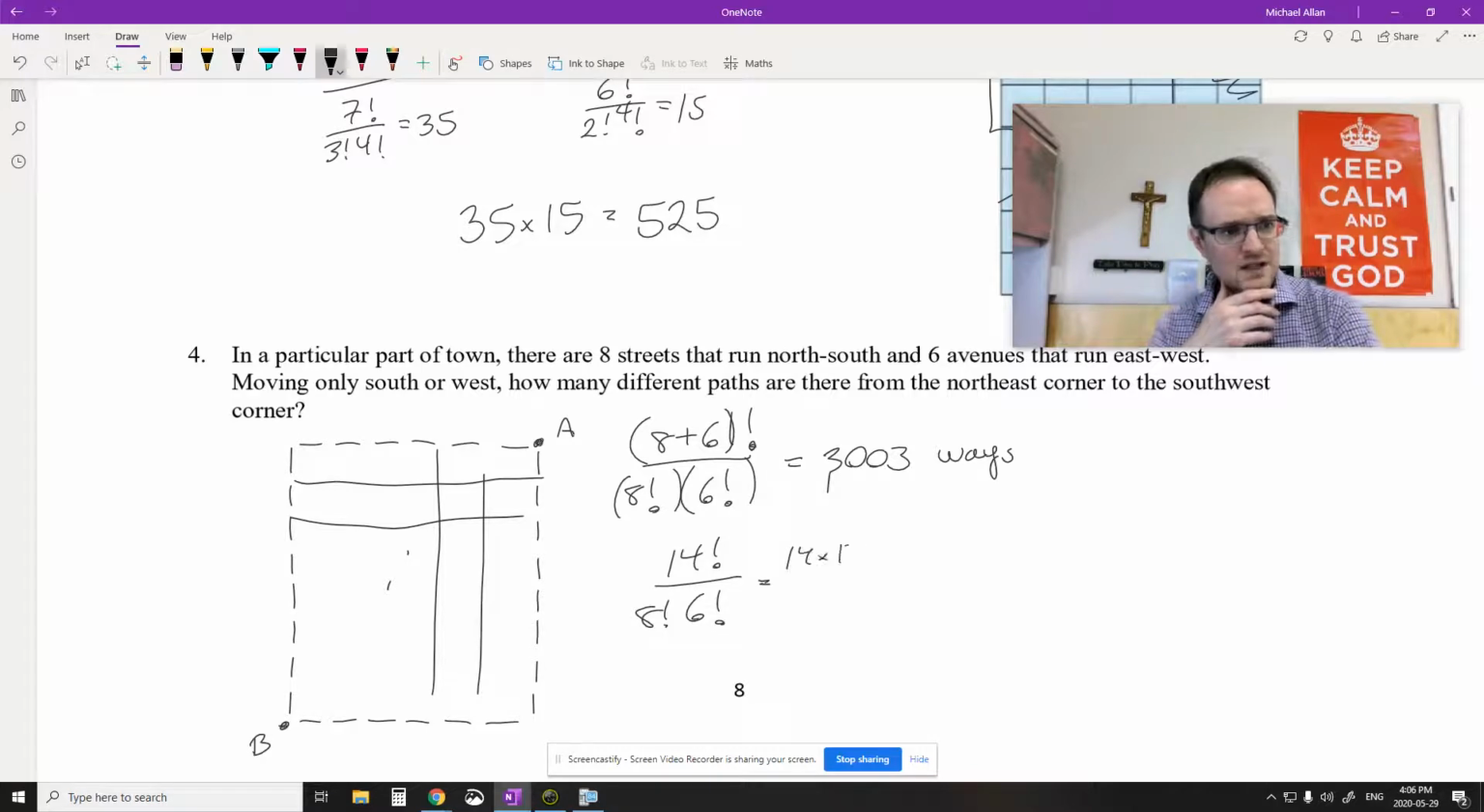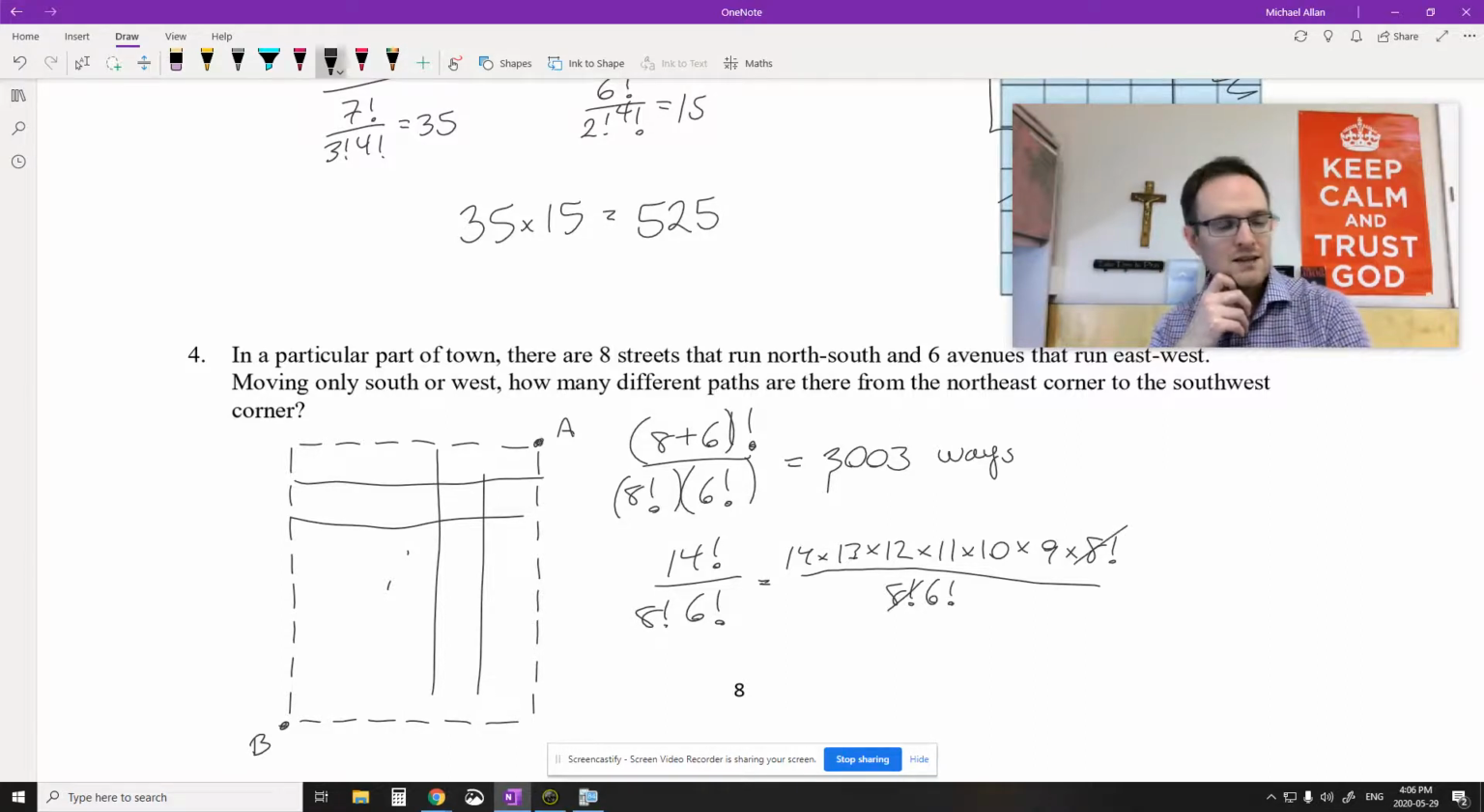So 14, 13. What if my calculator doesn't have a factorial button? That could be a problem sometimes. You're stuck on a desert island. How would you do this without a calculator? Okay, so I'm going to write 8, 9, 10, 11, 12, 13, 14. Okay, so I'm going to expand that out. I'm going to cross that off there.